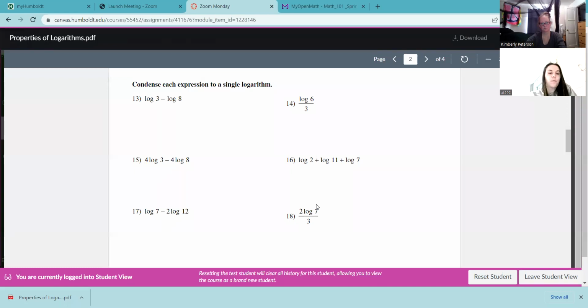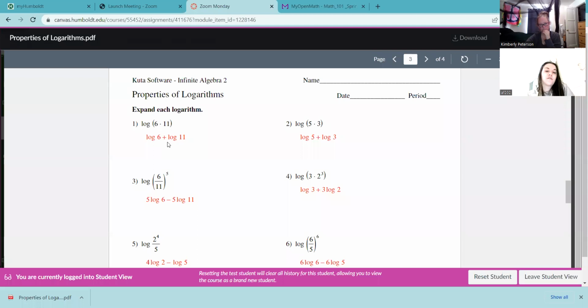Thank you. I had a couple follow-up questions. Sure. When they were breaking apart the logs, I was a little confused. We did the first one, and I was trying to ask if the way that they wrote it makes it seem like each log was its own equation. They had log no base 6 plus log no base 11. I was trying to figure out if each of those is its own equation that you would have to solve.